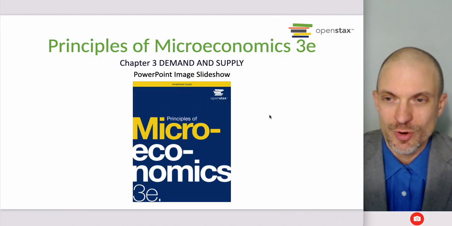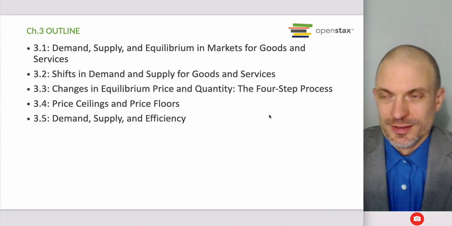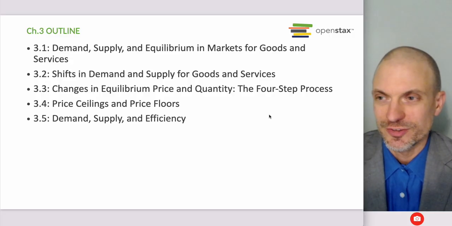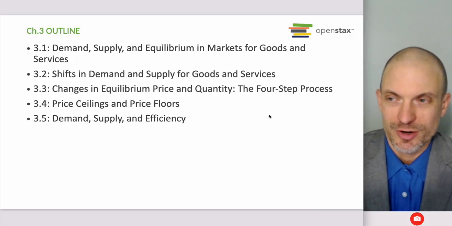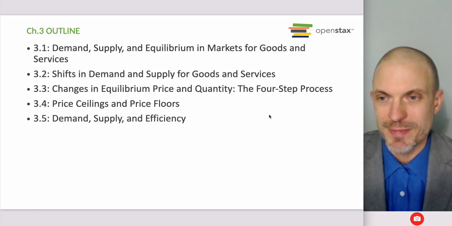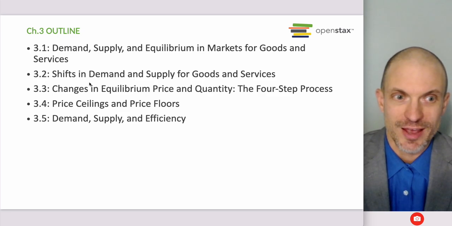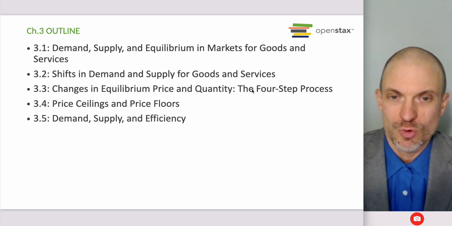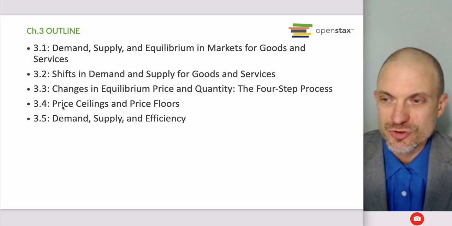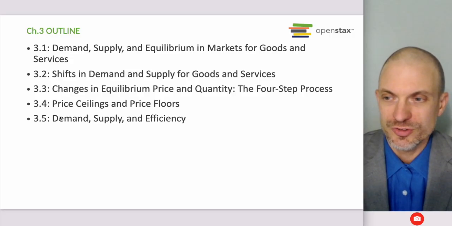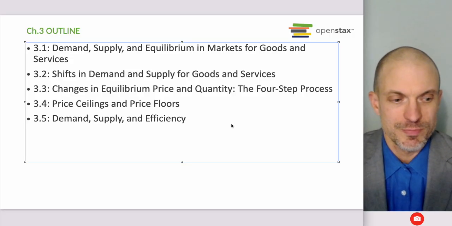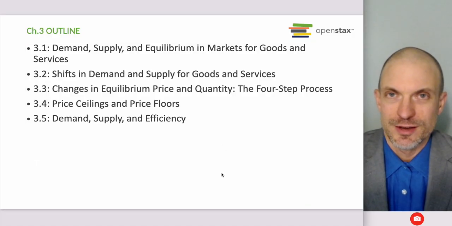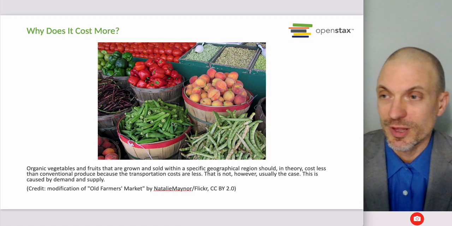Okay, so we'll go ahead and get started. The outline for this lecture is demand, supply, and equilibrium in markets for goods and services, shifts in demand and supply, this is what we call comparative statics, changes in equilibrium, price, and quantity, there's a 4-step process that they're going to recommend, and then we'll think about price controls, price ceilings or price floors, and then we'll think about the relationship between demand, supply, and efficiency, that's consumer and producer surplus.